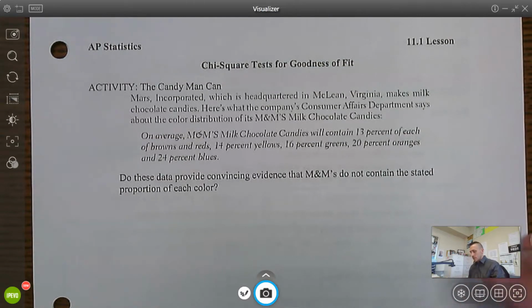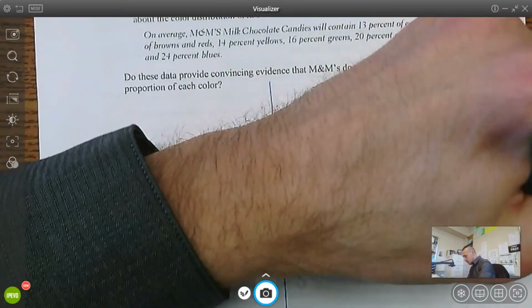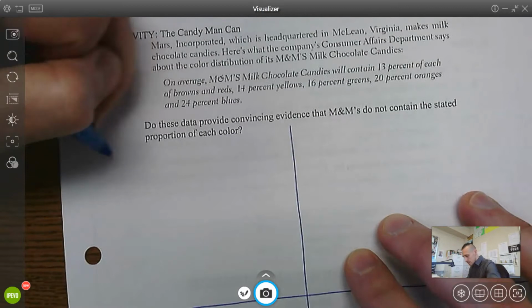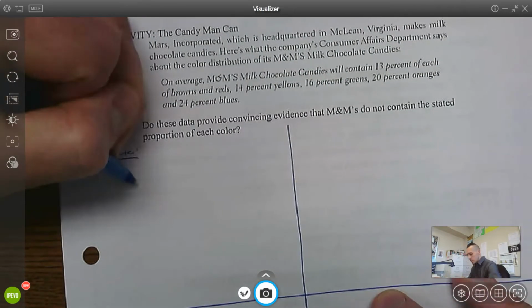So chi-squared distributions deal with a categorical variable. We're looking at the color of the M&M, but the difference is we're looking at the entire distribution, not one specific proportion or two proportions. So you're going to see some slight differences in the four-step process here. It says, do the data provide convincing evidence? That tells me this is a test. So I'm going to follow my four-step process: state, plan, do, and conclude.